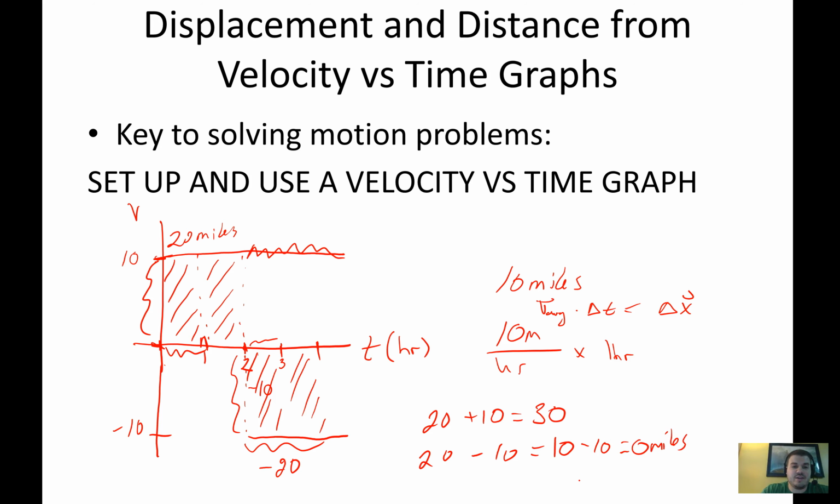So the key thing here that I want you to take away is that the displacement on a VT graph equals the area from the line to the x-axis. So from the line to the x-axis. Usually people write area under the graph or under the line. I feel like the word under can be confusing. It's the area between your actual data and the x-axis.